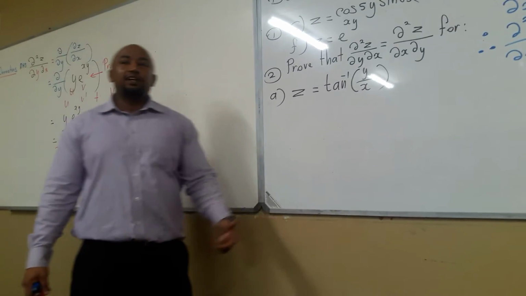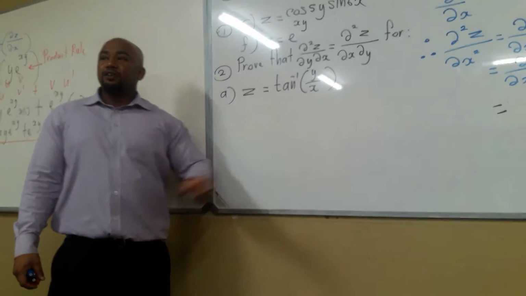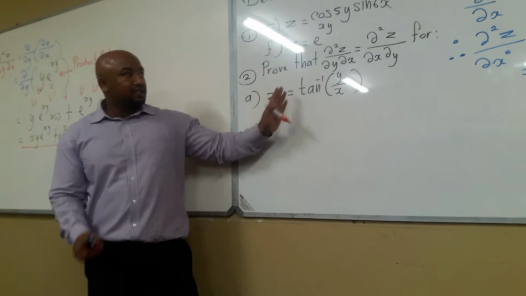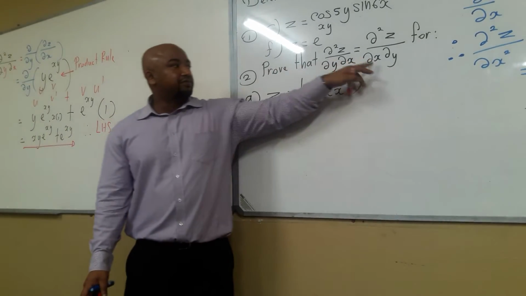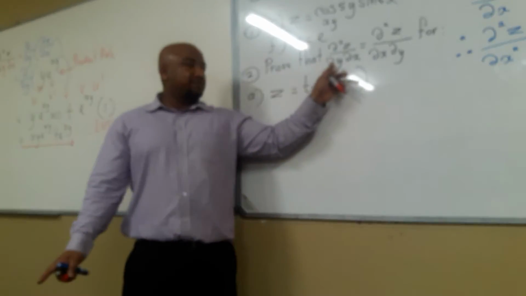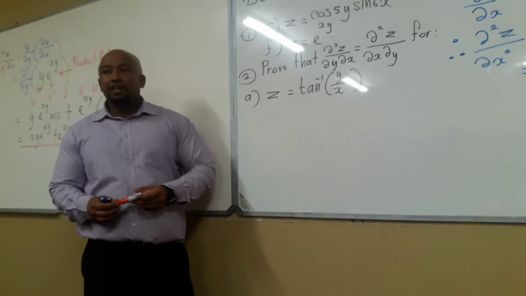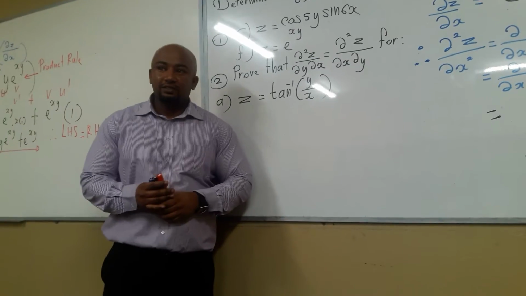Now here is the difficult one. This one. Because you have to be able to simplify, otherwise it will not work. So here's the question. Prove. Same thing what we did here. Prove that the left-hand side is equal to the right-hand side. Let me give you a few minutes to try that out.